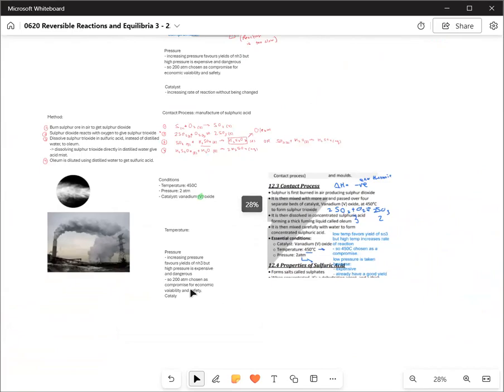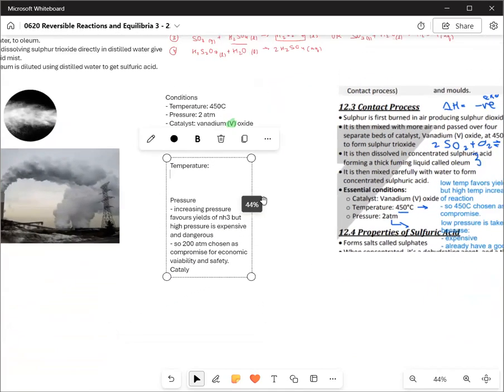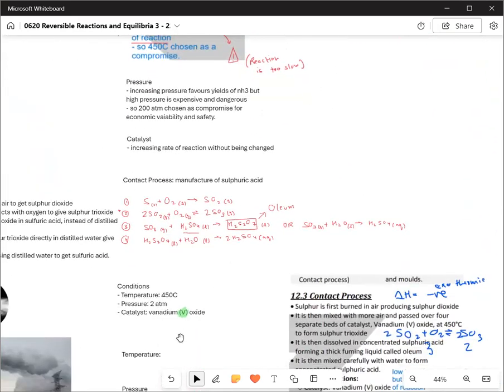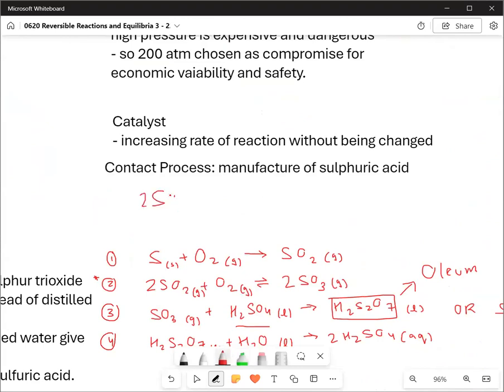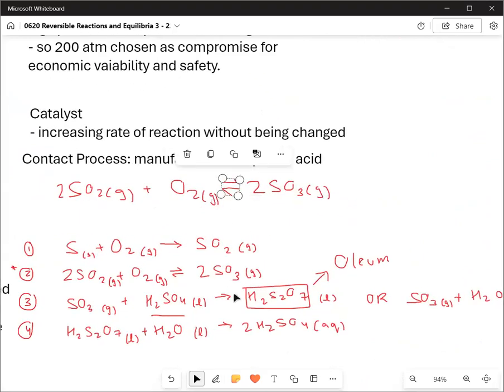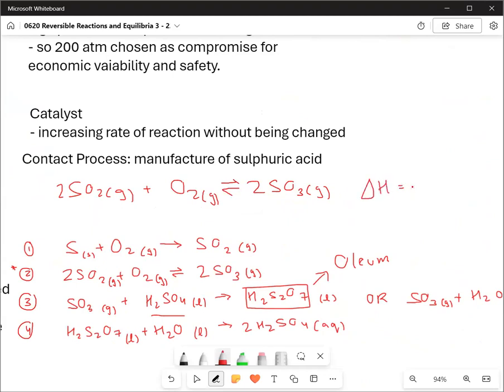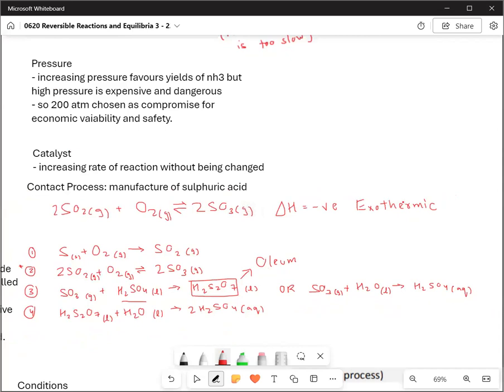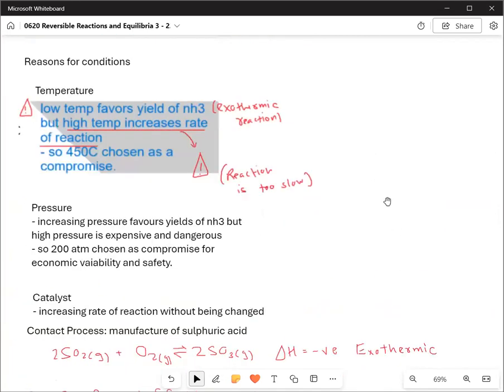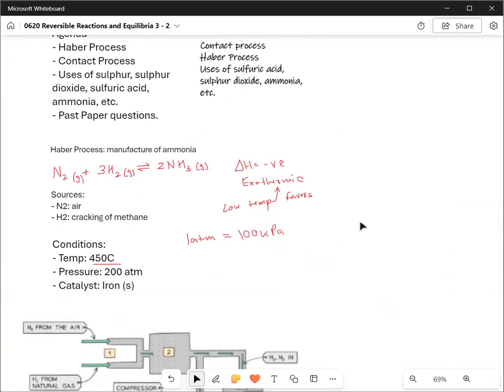Now, what you need to understand is the temperature. Again, it's an exothermic reaction. This reaction is the contact process, which is the main reaction here: 2SO2 gas plus O2 gives us 2SO3 gas. And the delta H is also negative. Now, negative means it's exothermic. Same thing for this one, the exothermic.